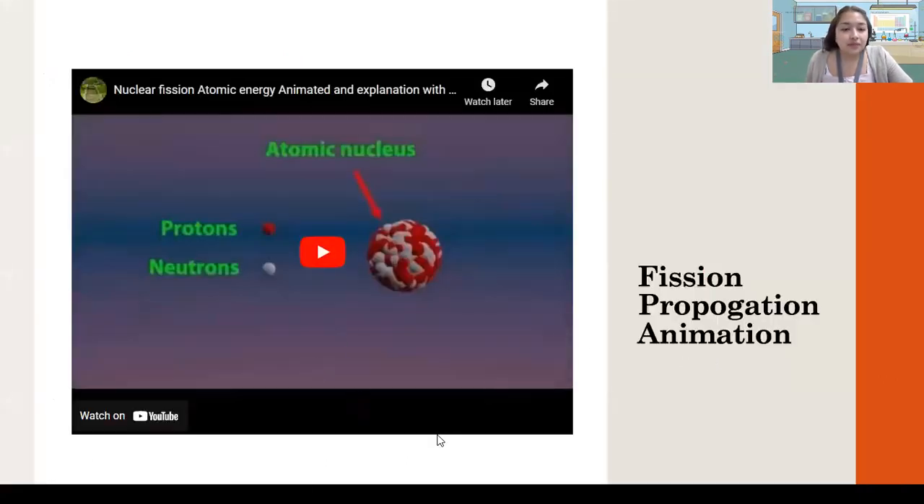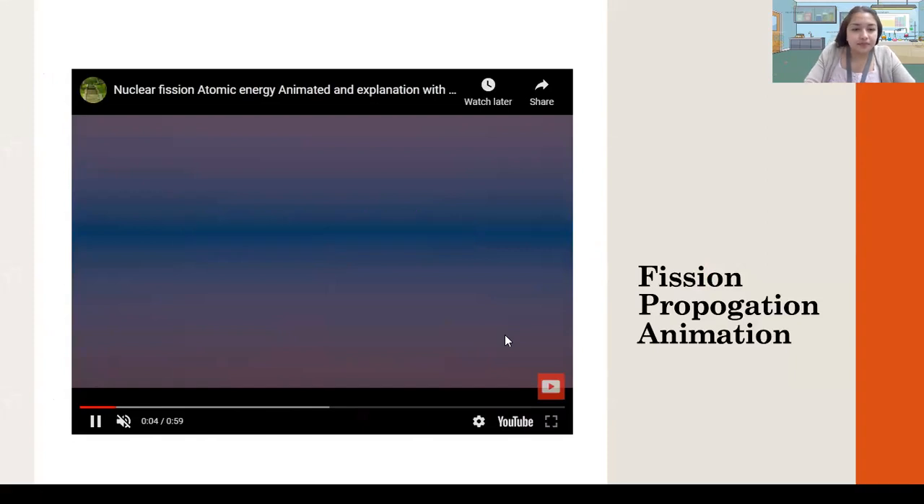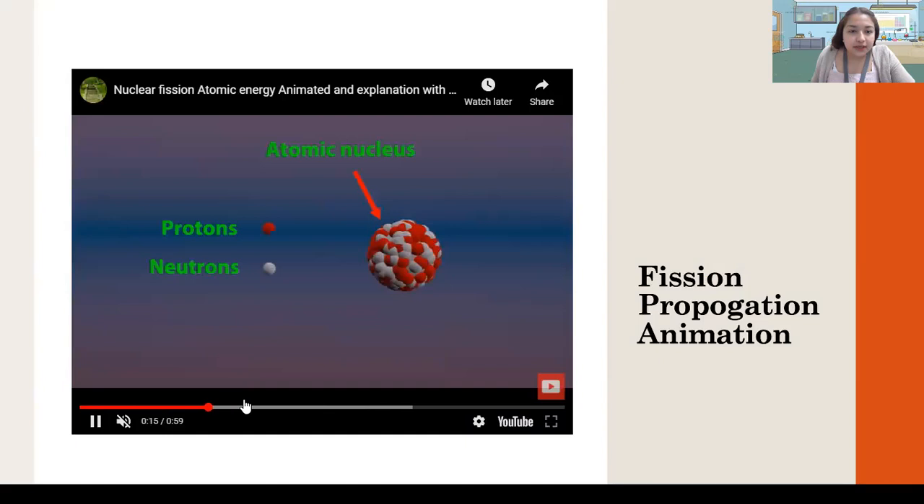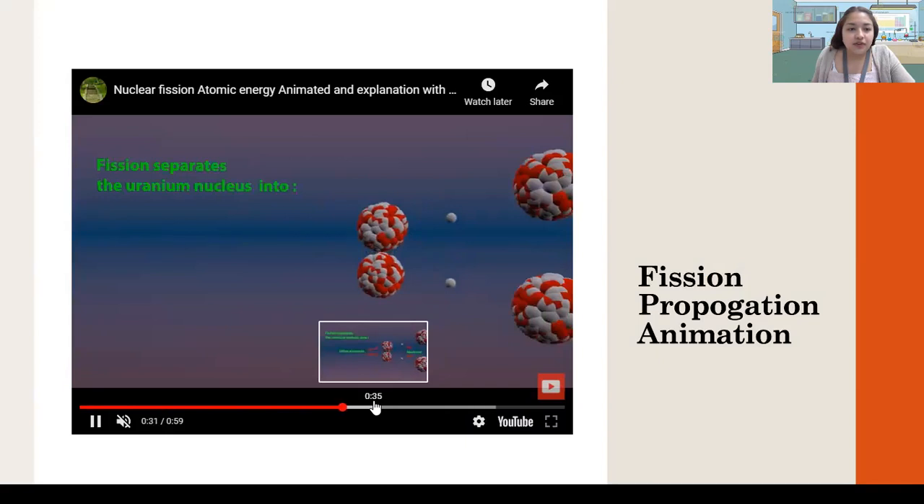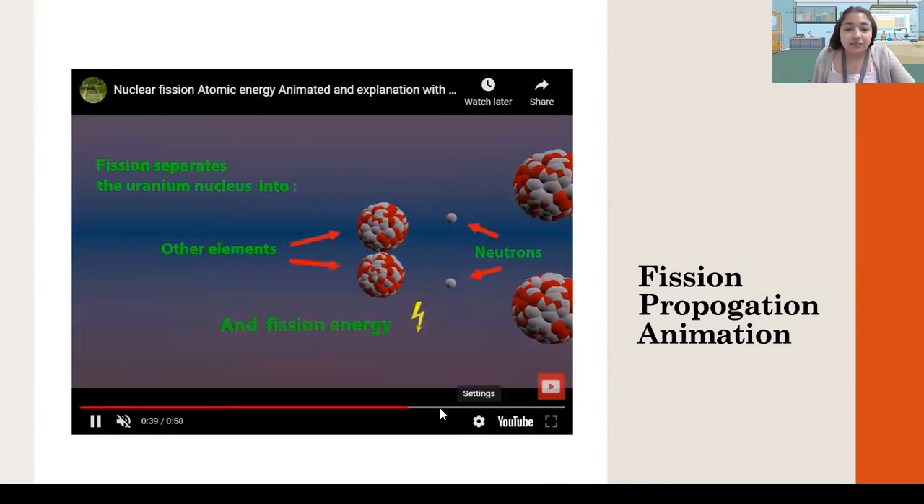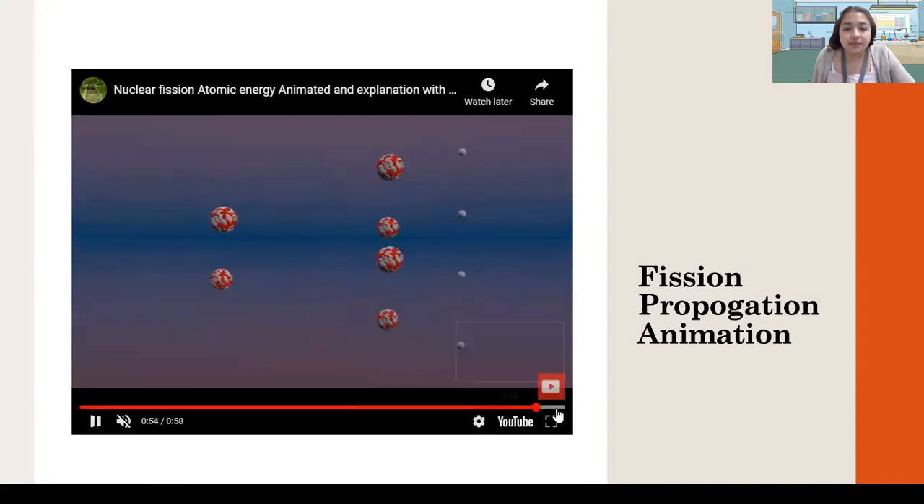So I have an animation here for you. But there's our nucleus. We have our neutron hitting. So the fission separates the uranium nucleus into two atoms. And we also have energy being produced as a result. And the chain continues, right?